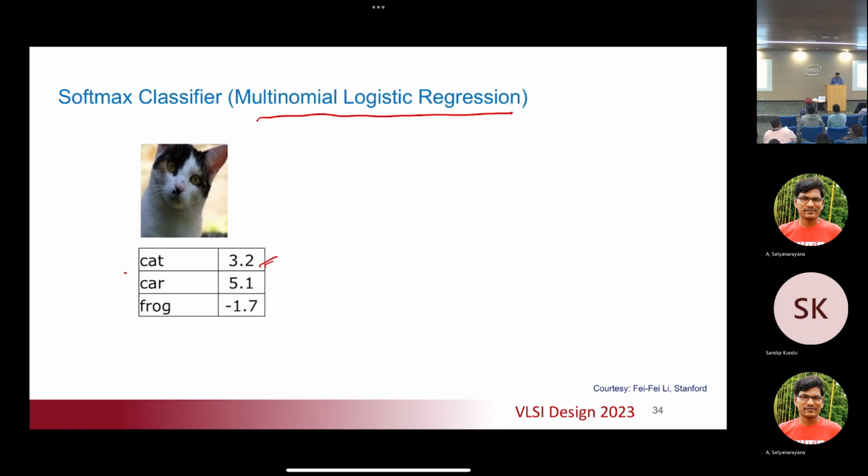What is the likelihood that this is a cat, what is the likelihood this is a car, and what is the likelihood this is a frog. There are some steps in between which I'm skipping because this is not an algorithms lecture. I want to get to the hardware part.